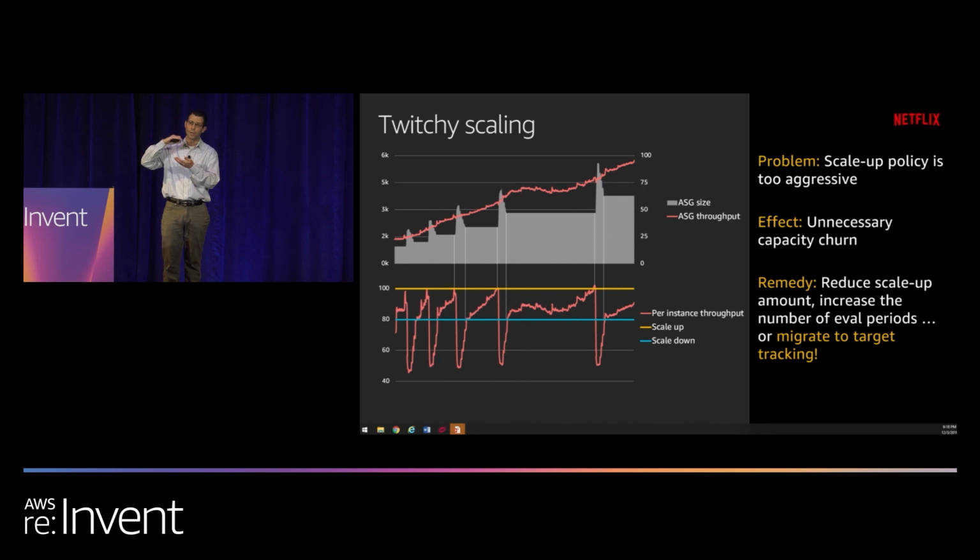As soon as we reach our scale-up threshold, the ASG doubles up. But then what happened? It drives our average throughput below our scale-down threshold, and the ASG immediately starts scaling down. That's why we see the spikes. So it's basically unnecessary capacity churn. To remediate this problem, we have to reduce the scale-up amount and increase the number of evaluation periods for the scale-up. Alternatively, we could have simply migrated to target tracking.